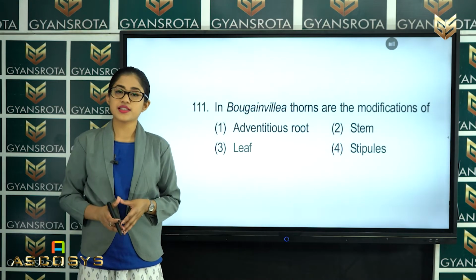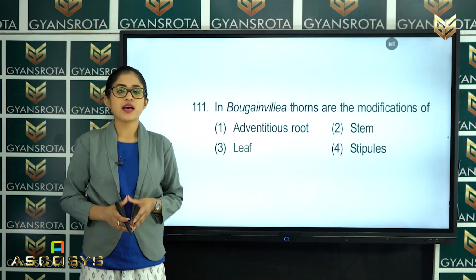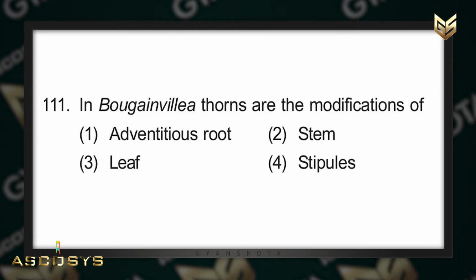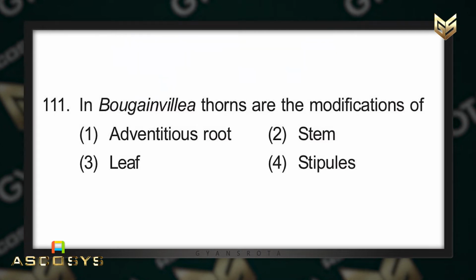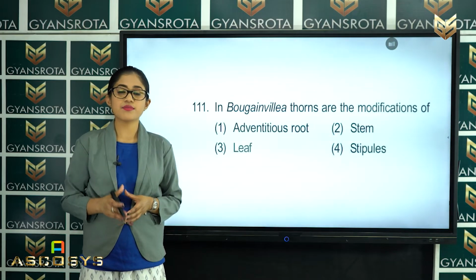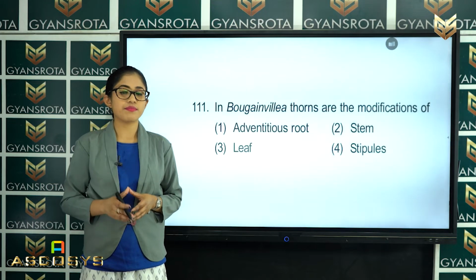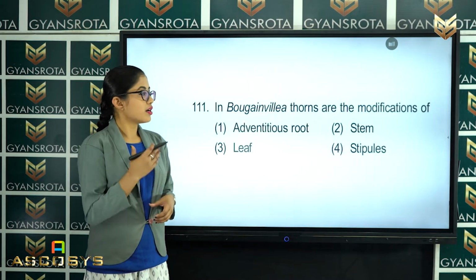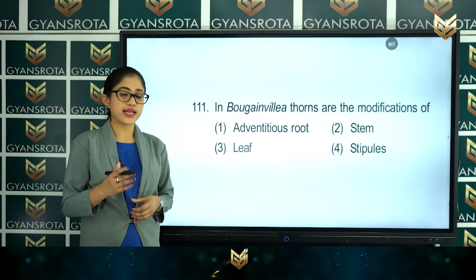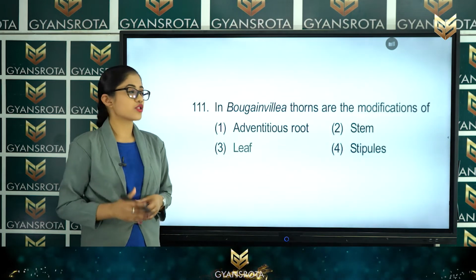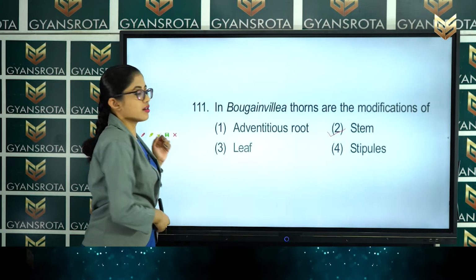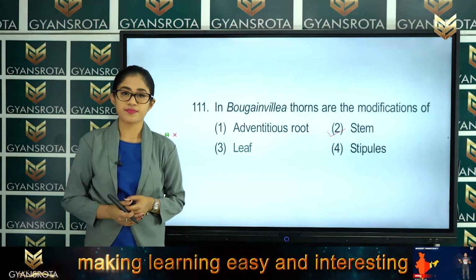Now, in the next question, that is question number 111, in bougainvillea, thorns are the modifications of adventitious root, stem, leaf or stipules that we have discussed in the chapter Morphology of Flowering Plants. So, what is the modification which gives rise to thorns in bougainvillea? That is the modification of stem. So, option number 2 is the correct answer to this question.